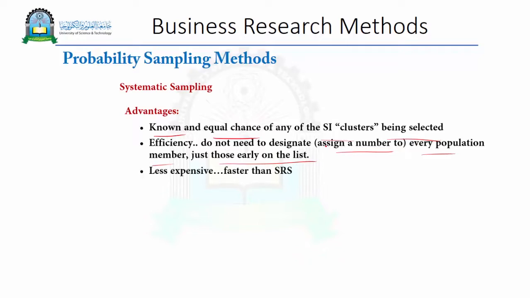This type of sampling, which is systematic sampling, also goes with a homogeneous population, and also a small number, just like simple random sampling. So it is less expensive and faster than simple random sampling, because it is going to depend on lists.